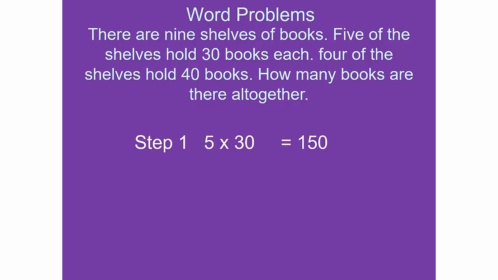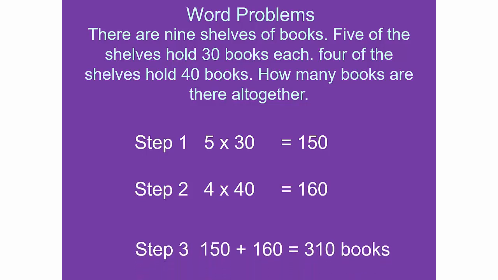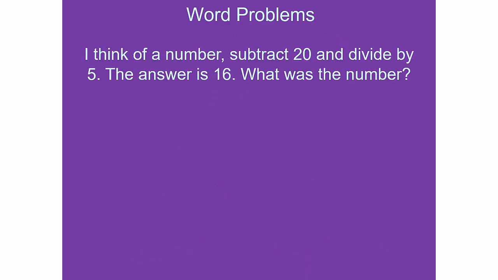5 into 30 is going to give you 150. That's step 1. So now that we have the total, we can see what's added or subtracted. Then 4 into 40, which is 160. That's step 3. Now you have the totals. And therefore, you put all of them together, which is going to give you 300 and something. I don't even see the answer.